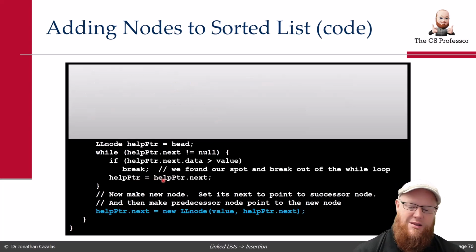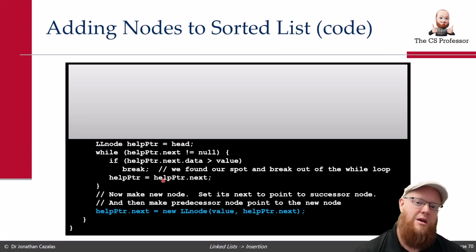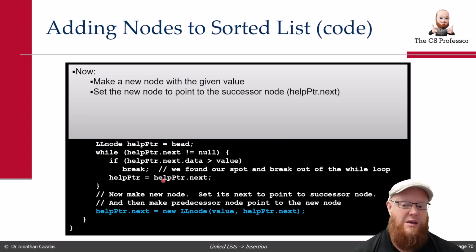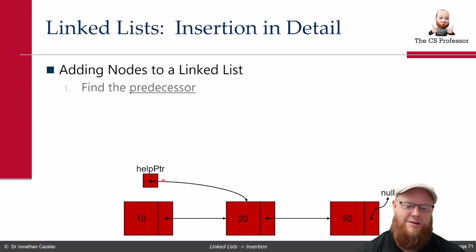And then finally, we get to this line of code, which is where we're now going to make our new node and set up the connections. Make a new node with a given value. Make the new node point to that successor node, which is help pointer dot next, and then save that result into help pointer dot next.